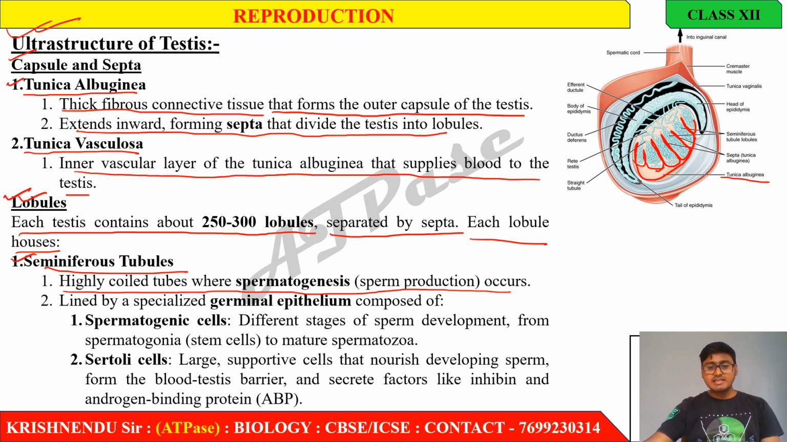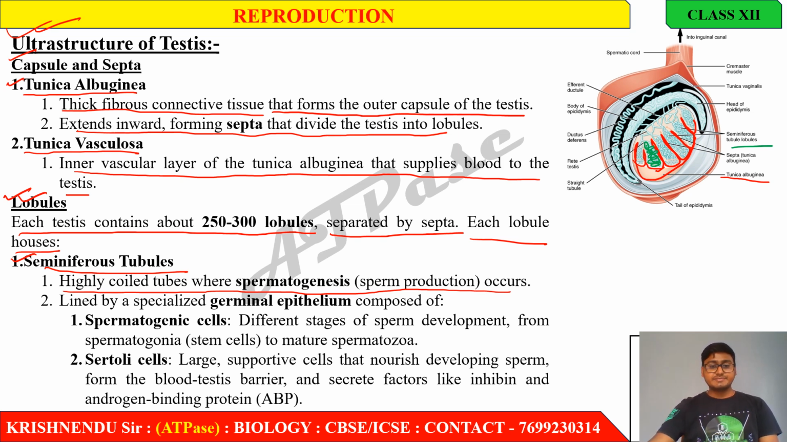You can see that in this lobule there are so many structures present. These structures are known as seminiferous tubules. Here the seminiferous tubules are pointed out. Inside the seminiferous tubules sperm production happens, that means spermatogenesis occurs.